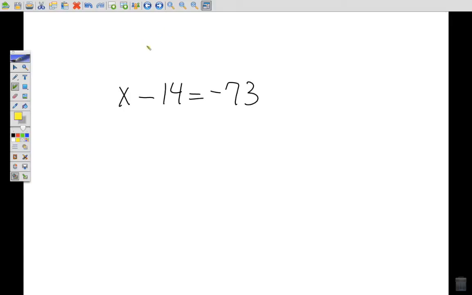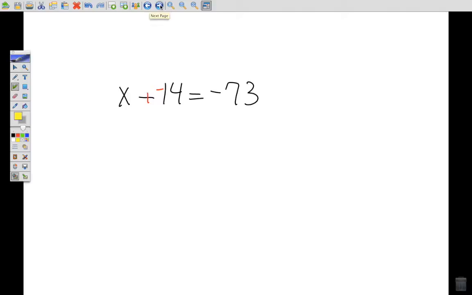Some people like to think of the phrase keep, change, change, where you keep the x the same, you change subtraction to addition, and you change the positive 14 to negative 14. However you do it, in the long run, I believe that changing subtraction to adding the opposite will be the most consistent way to solve every one of your algebra problems.